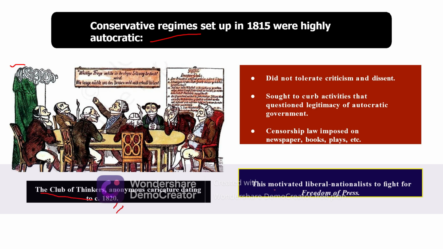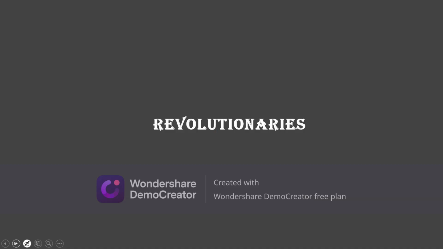This motivated the liberal nationalists to fight for freedom of press. When there was high censorship, the liberal nationalists couldn't gather people with them, or they couldn't express their views, or they couldn't forward their views to a large audience. So one of the main demands of the liberal nationalists was the freedom of press.